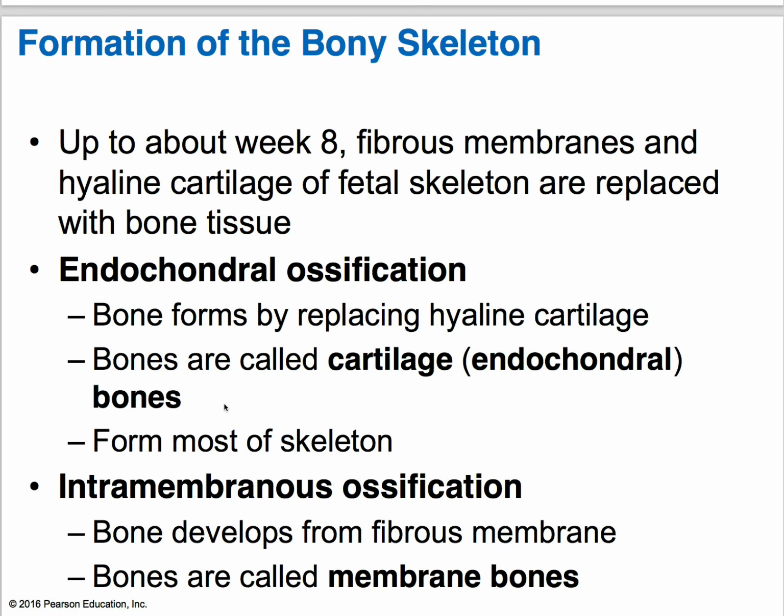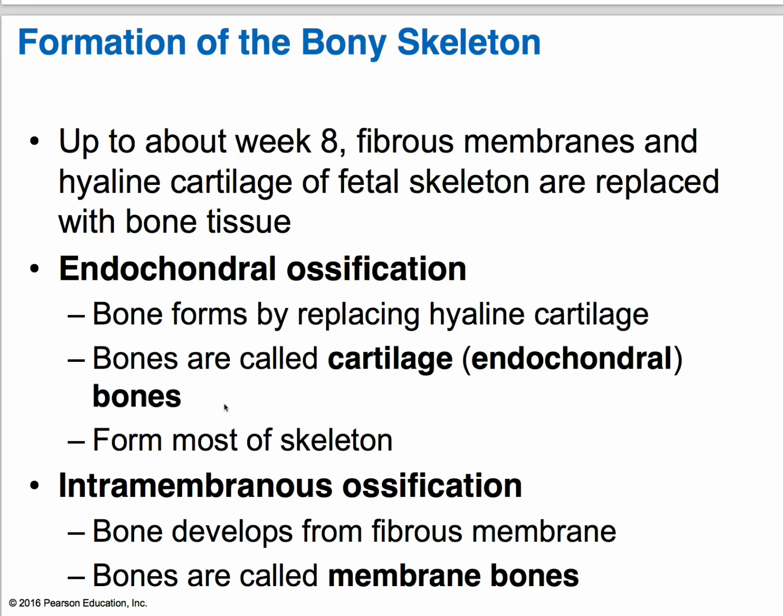So the formation of the bony skeleton: at up to about 8 weeks, the fibrous membrane and hyaline cartilage of the fetal skeleton are replaced with bony tissue. So when bone develops by replacing hyaline cartilage, we call that endochondral ossification. And the bones are called the cartilage or endochondral bones.